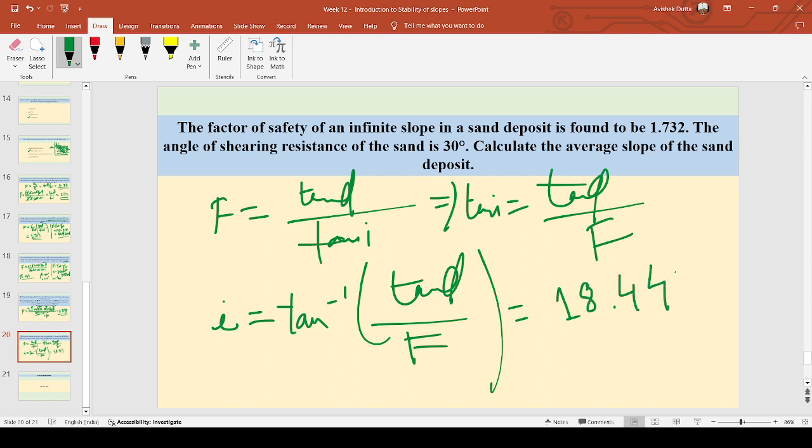18.44 degrees is the inclination angle of the slope of the sand deposit. Since it is sand, we don't consider the cohesion, and since nothing has been said about the submergence or the seepage, we consider the basic formula, F equals tan phi divided by tan i. Hence, using the formula and the tan inverse function, we get approximately 18.44 degrees as the slope of the sand deposit.